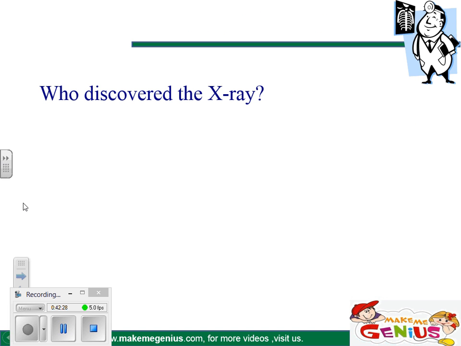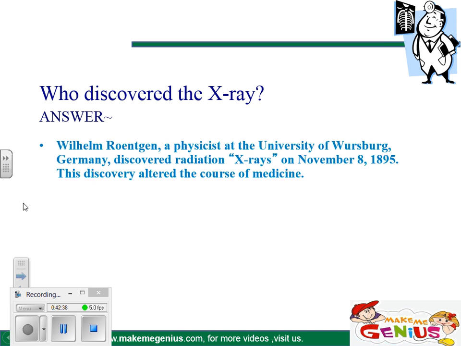Who discovered X-rays? Because what are X-rays for? So you can see the bone, especially if it's a broken bone. It was not Thomas Jefferson. It was Wilhelm Röntgen. He was a physicist at the University of Würzburg in Germany.